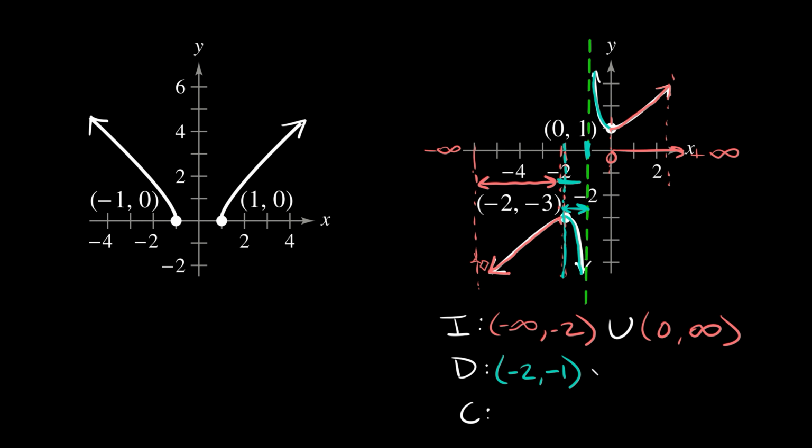And then we'll put our union symbol, and then our other interval where it's decreasing is this one right here. So again, it starts at negative 1. So it's this width right here, from negative 1 to 0. Okay, so this one's decreasing from negative 1 to 0. And then we don't have any constant intervals, so we'll say none.